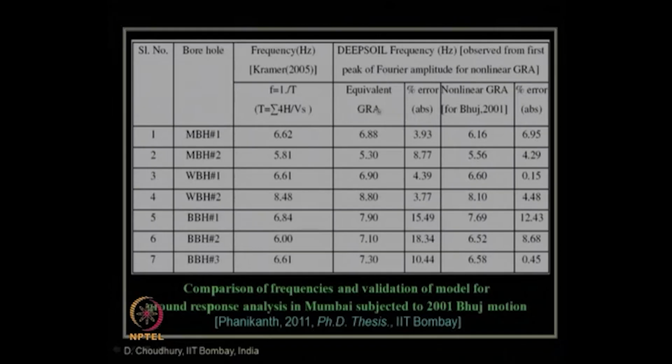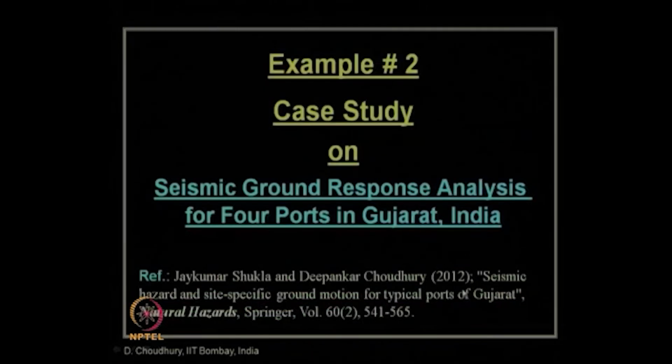So, if you want to see the percent difference, I should not mention it as error. It is within about 20% in the case of equivalent ground response analysis, whereas if you use the nonlinear ground response analysis, it is still lower, within 13%. So, the nonlinear result will be obviously closer to the actual values, as expected.